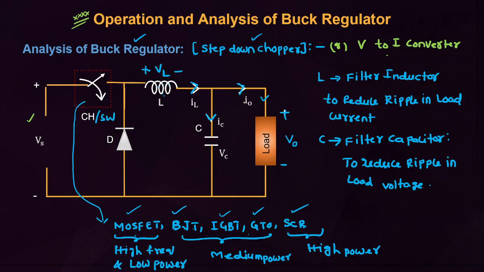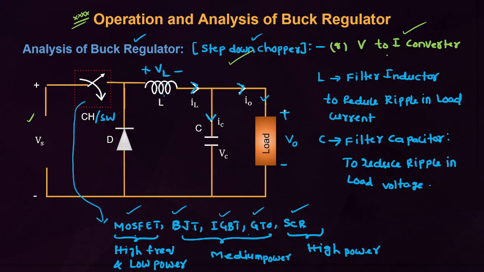In this circuit, just by seeing the circuit, how do you identify the buck regulator or step down chopper? Buck regulator is also called step down chopper, or it is also called V to I converter. Very important. By seeing the circuit, how to identify the buck regulator?